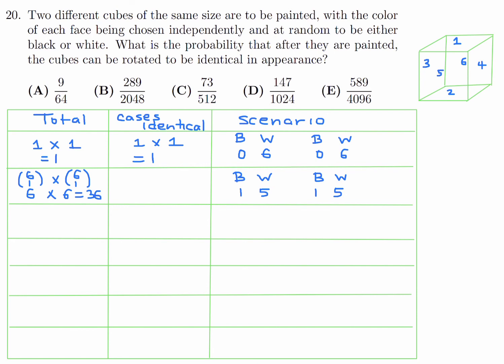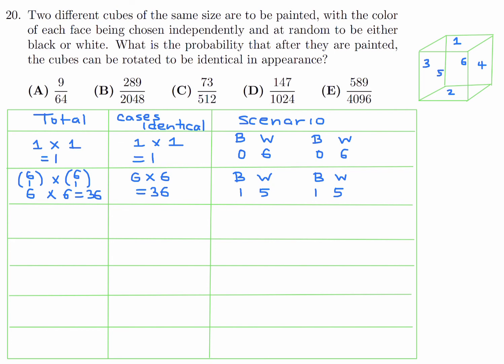Well, all of them. If you have a cube that has only one black face, and the other cube also has one black face, they can always be made to look the same by changing the orientation. For example, if the black face was side 1, and on the second cube the black face was side 4, you can just rotate it and make it look the same. So all of those cubes, 6 times 6, which is 36, can be made to look identical by rotation.